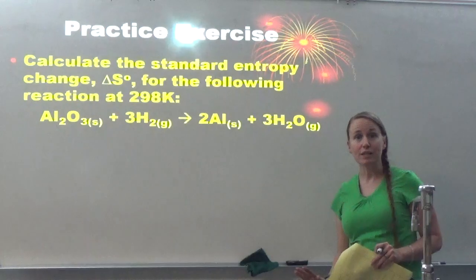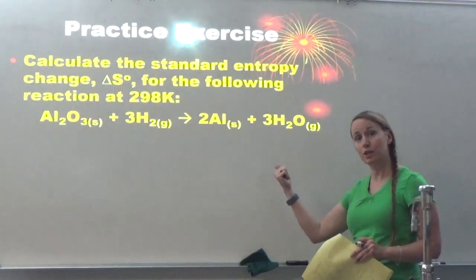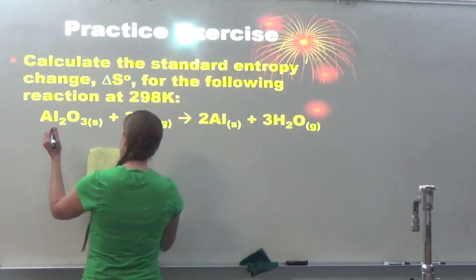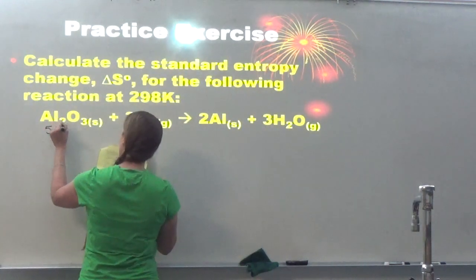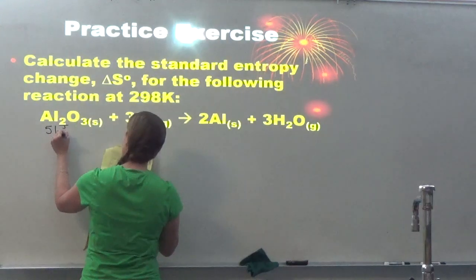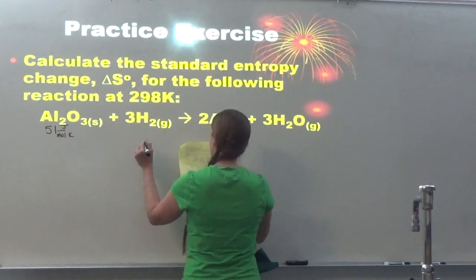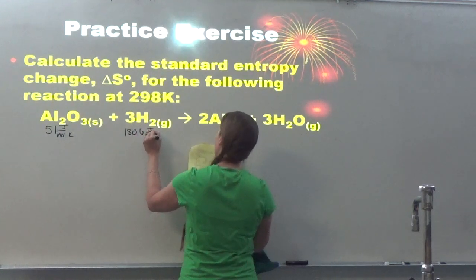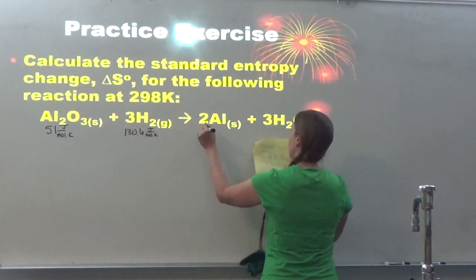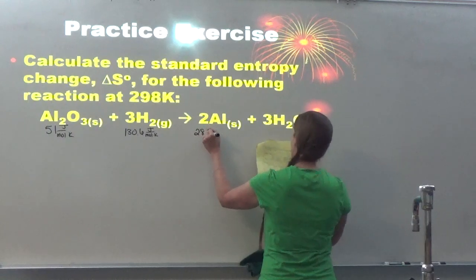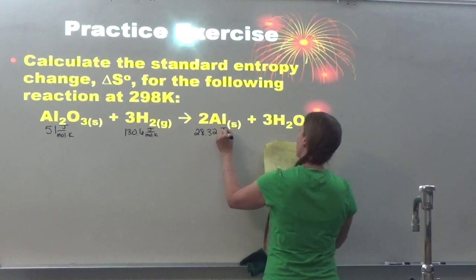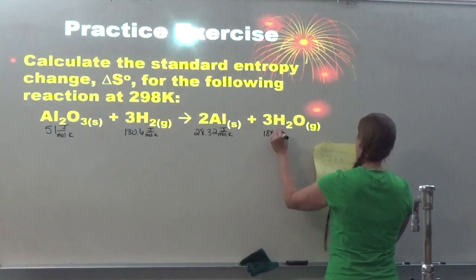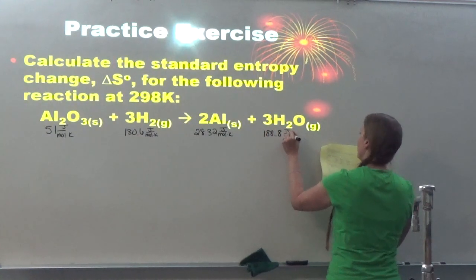And so I'm not going to pause it and assume you tried it. The first thing I'm going to do is give you the numbers. Then I'll assume you paused it and tried it. All right, so your numbers for these are 51 joules per mole Kelvin. For hydrogen, it's 130.6 joules per mole Kelvin. For aluminum, it's 28.32 joules per mole Kelvin. And for water, it is 188.8 joules per mole Kelvin.